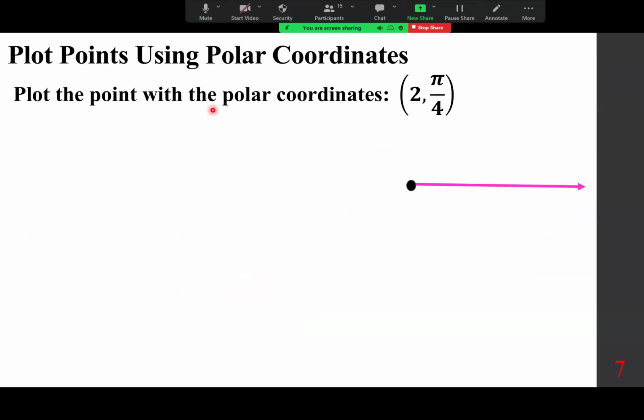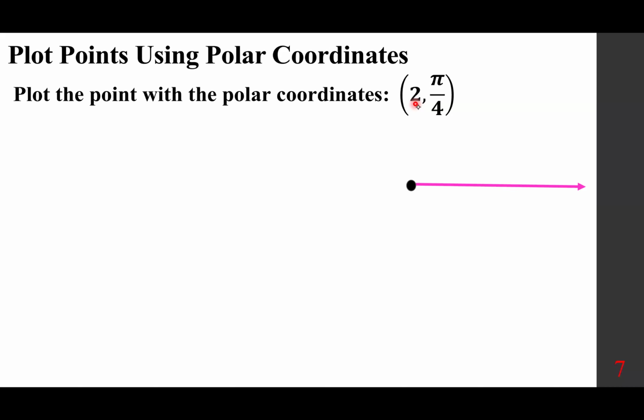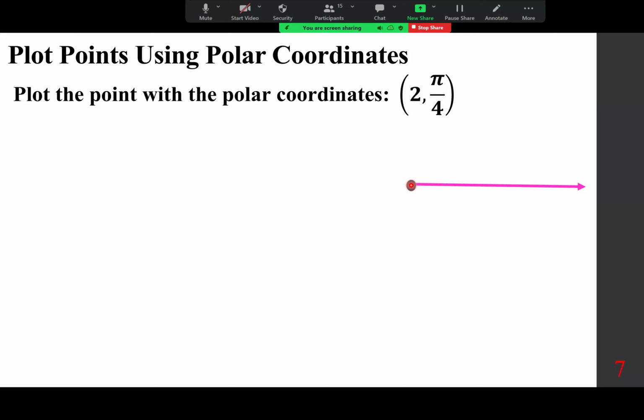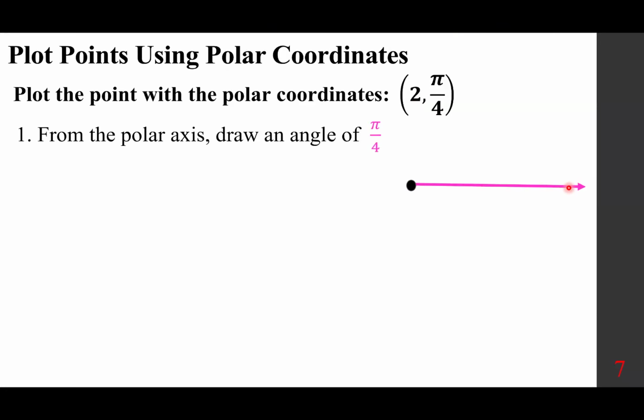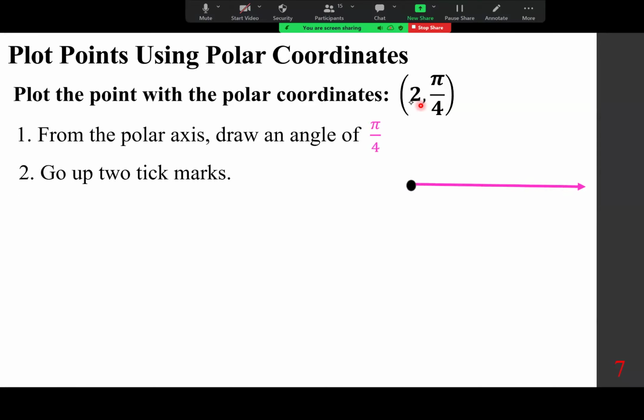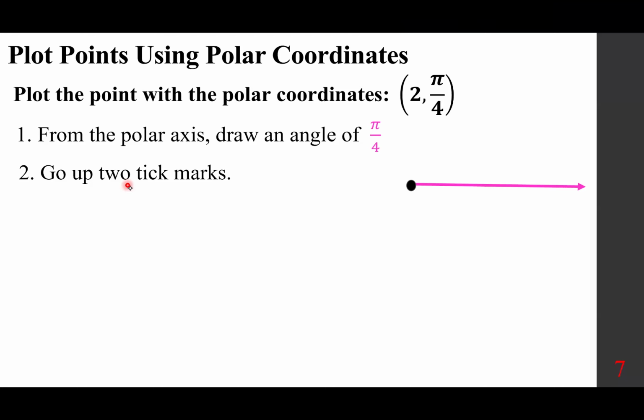We want to plot the point with the polar coordinates 2 comma pi over 4. We know how to plot points in a rectangular coordinate system and now in a polar coordinate system. So how do we start? We start with the angle. Actually, here's the pole. Here's the polar axis. From the polar axis, draw an angle of pi over 4. Go up how many? 2 tick marks. That's the concept. That's how you do the graphing.